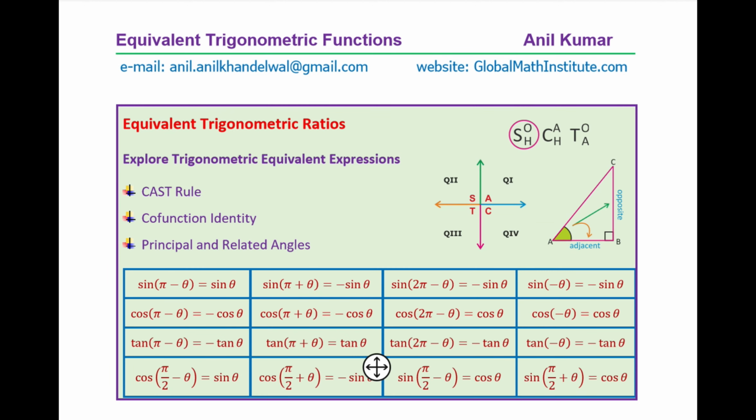So in this video, we have learned how we relate the angles so that we get equivalent trigonometric ratios. These are the standard formulae which you have seen in the books, but with the strategies which we have used here, using a simple cast rule and the cofunction identity, we can actually solve all these questions.